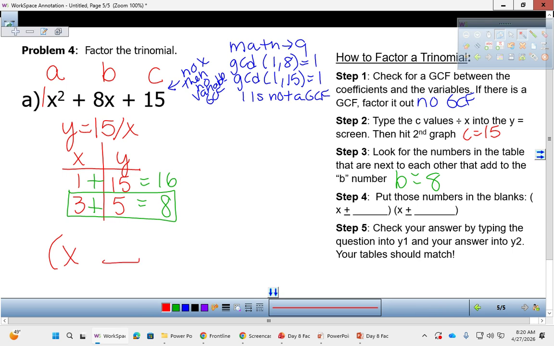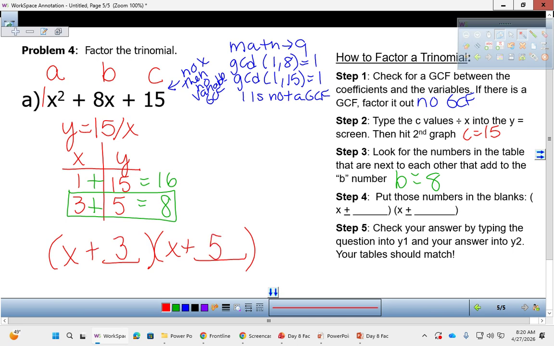So I've got blanks here. See, the format is parenthesis x blank, parenthesis x blank. 2 parentheses next to each other. In the blank, I'm going to put the numbers. Now, because the 3 and the 5 in the table are both positive 3 and 5, I'm going to put plus. But eventually we'll work with some negatives and we'll make them minus.